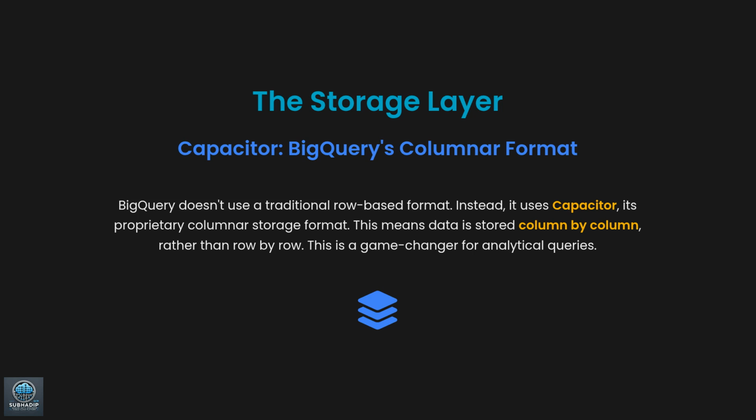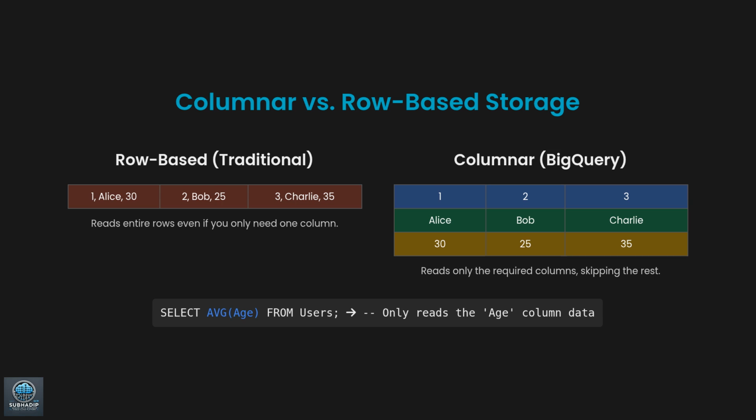BigQuery uses a highly optimized columnar storage format called Capacitor. Unlike traditional databases that store data in rows, Capacitor stores all the values for a single column together. Let's see why this is so important. In a traditional row-based system, data is stored together row by row. To get the average age, you have to read all rows, including IDs and names you don't need.